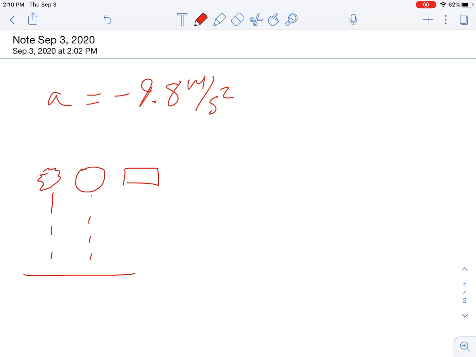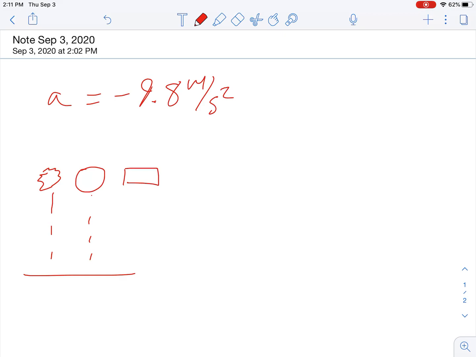Some of them were close, some of them were further off. It all depended on how accurate you were. I'm looking right now, and one group got negative 10, another group got negative 7, another group got negative 11.8, negative 7.8, negative 8.2. Ultimately, we spent a lot of time crunching the data, and we got pretty good results. If I were to average those values, it would all average to right around negative 9.8.